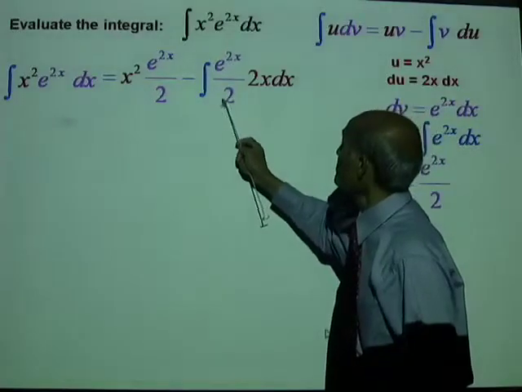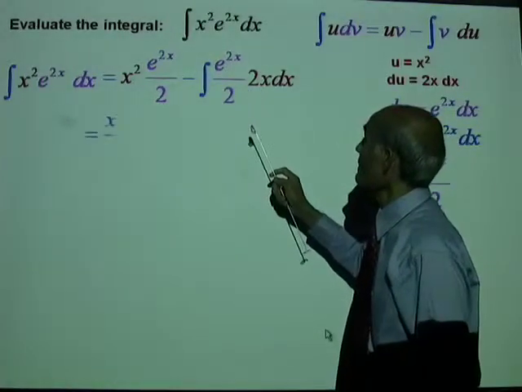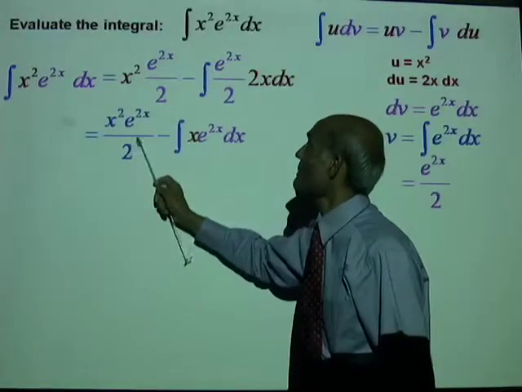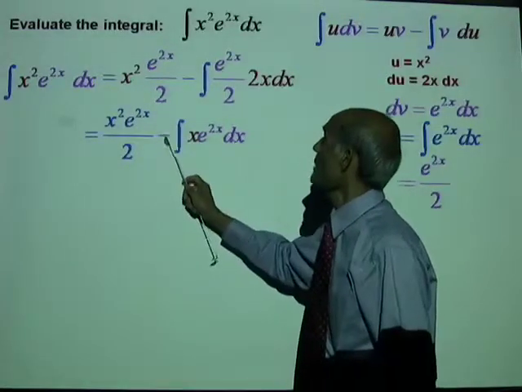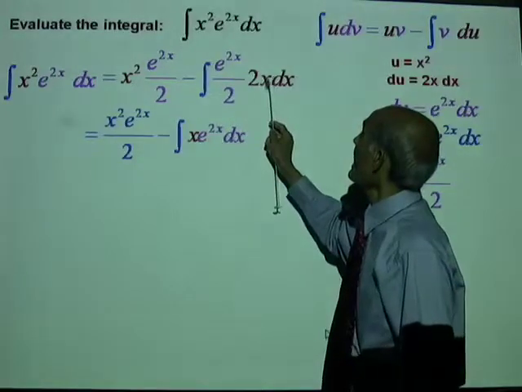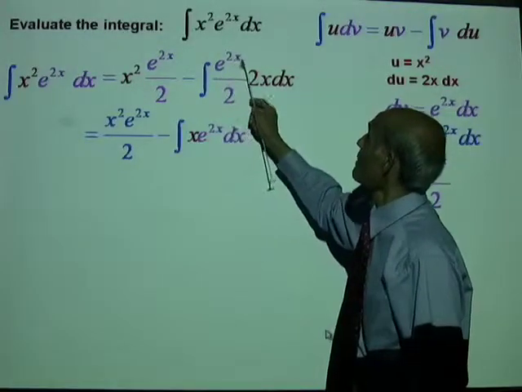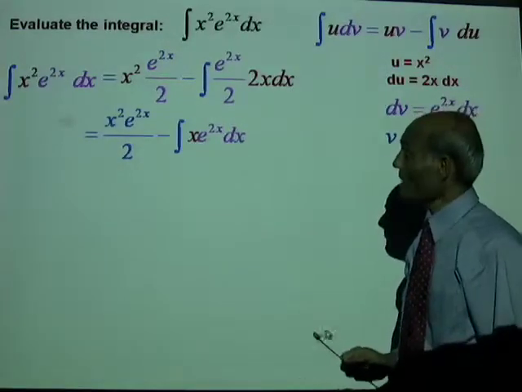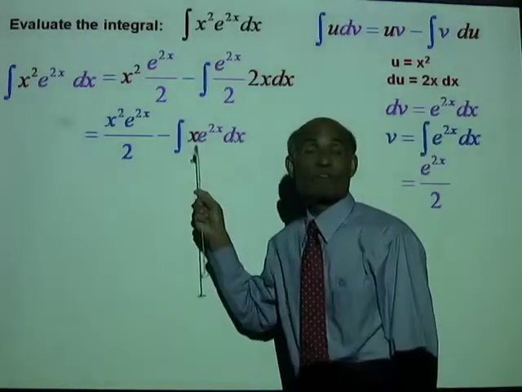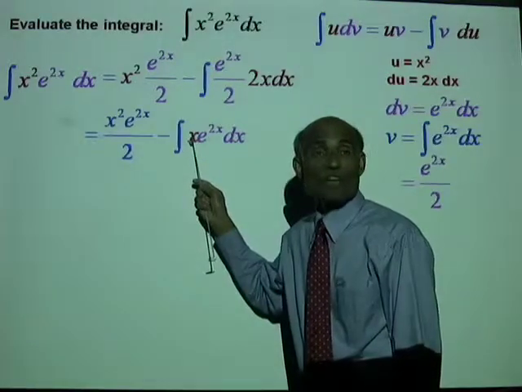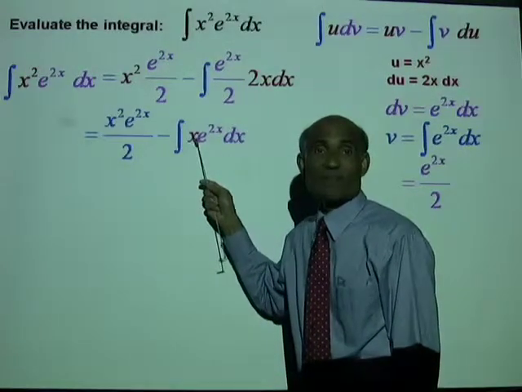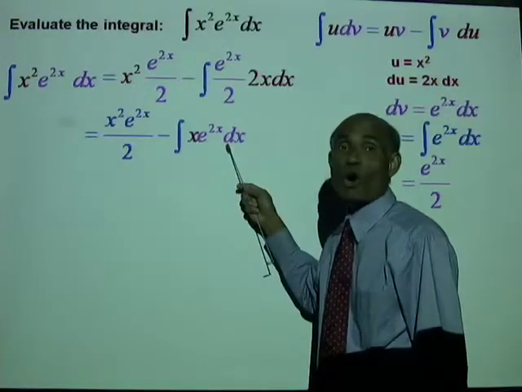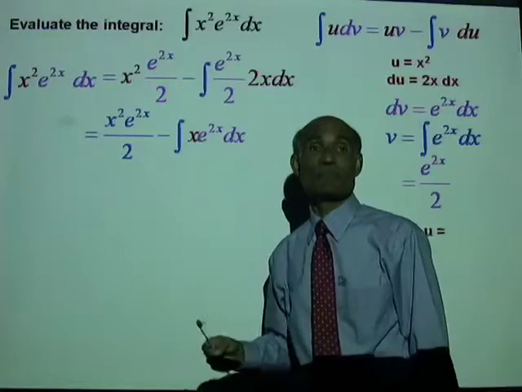Alright, here the 2 and 2 will cancel. You have x squared e to the power of 2x divided by 2, and that is that term, minus the integral of x times e to the power of 2x dx, because the 2 will cancel. Well, we are now faced with another problem. This cannot be easily integrated. That means you need to now do integration by parts on this one more time.